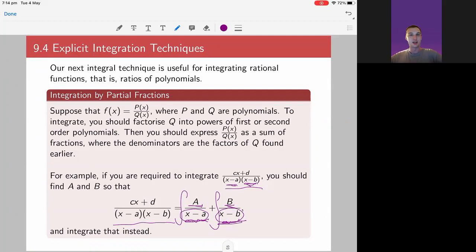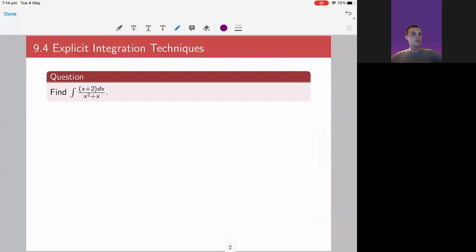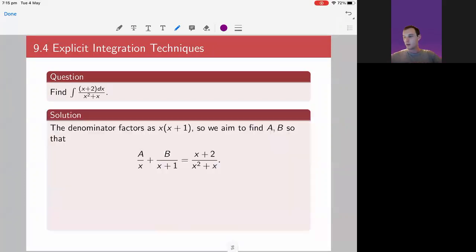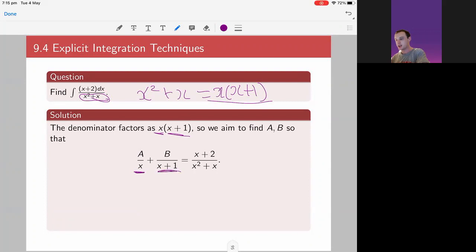Let's have a look at an actual concrete example of this. The integral of x plus 2 dx on x squared plus x. Well, as I suggested, the first thing you need to do is factorize the bottom, factorize the denominator. Well, x squared plus x is equal to x times x plus 1. So this tells me that the two factors I should have when I split my fraction up into the sum of two other fractions are x and x plus 1.